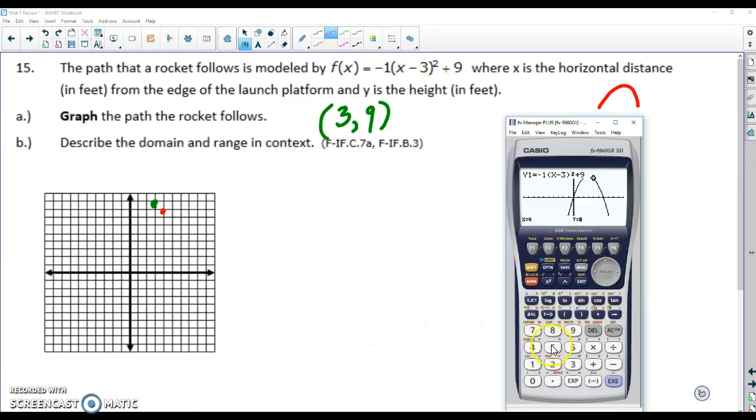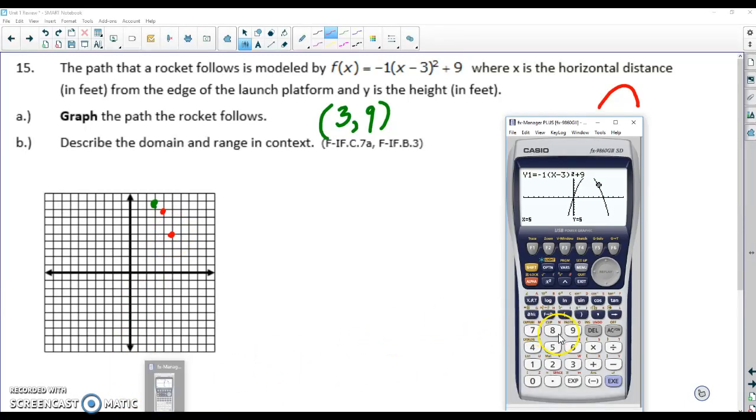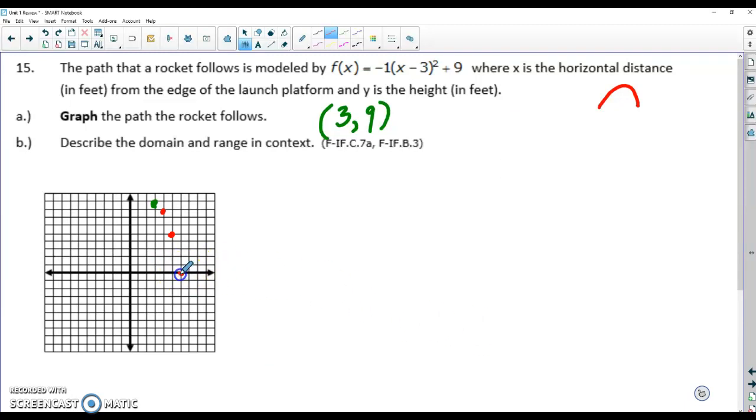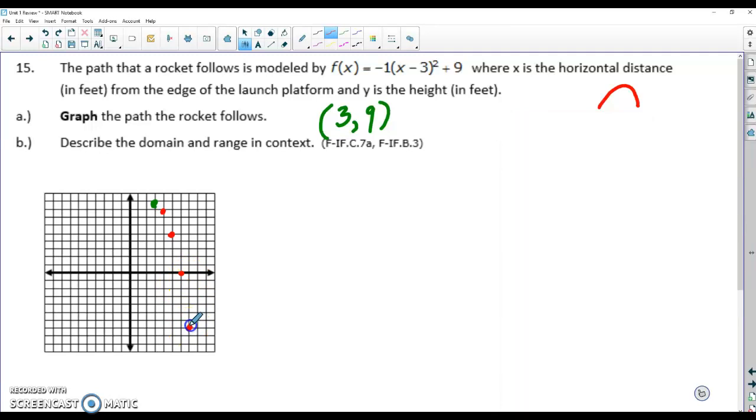Then I'm going to go to 5. 5 is at 5. So 5, about right here. And I'm going to go to 6. 6 is at 0. I'm going to go to 7. 7 is at -7, which I believe is about right here.